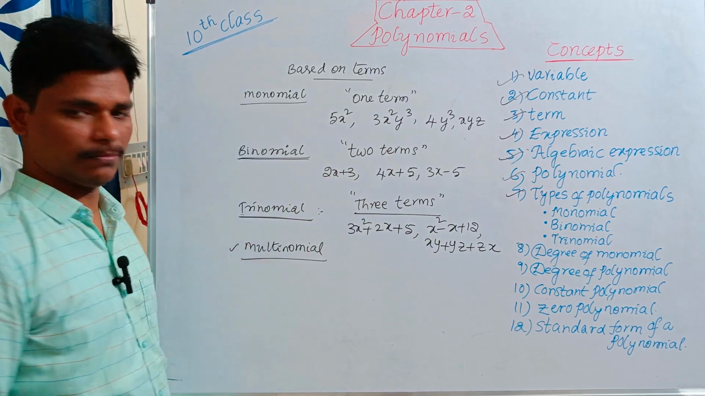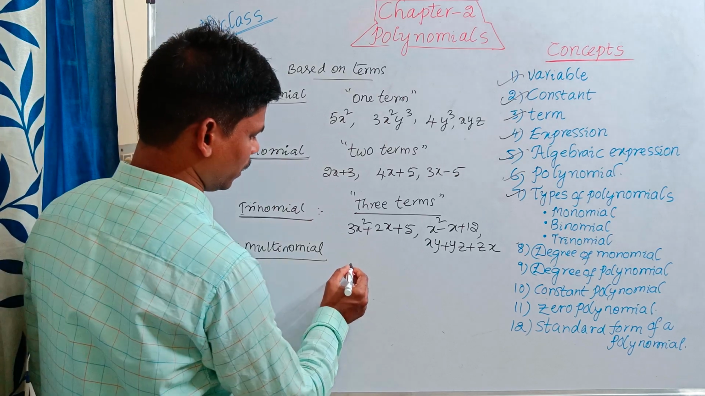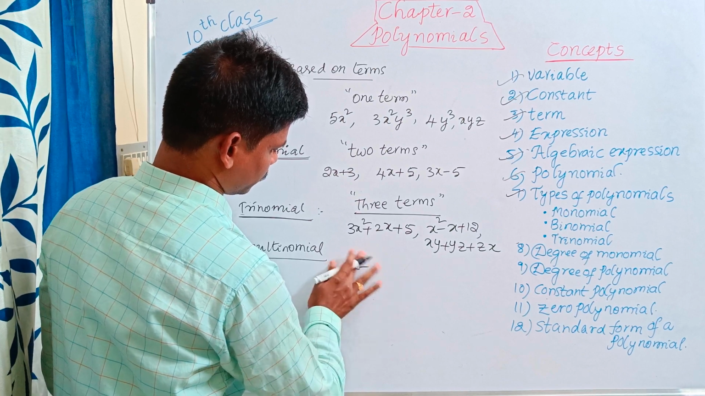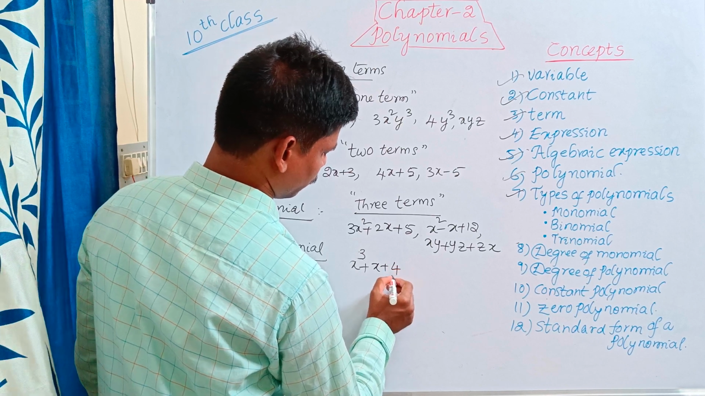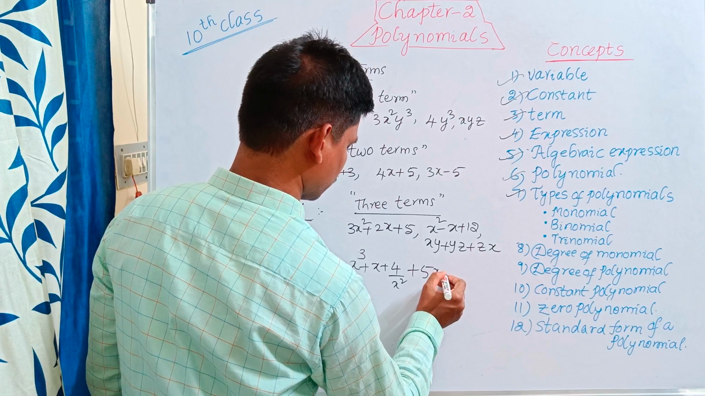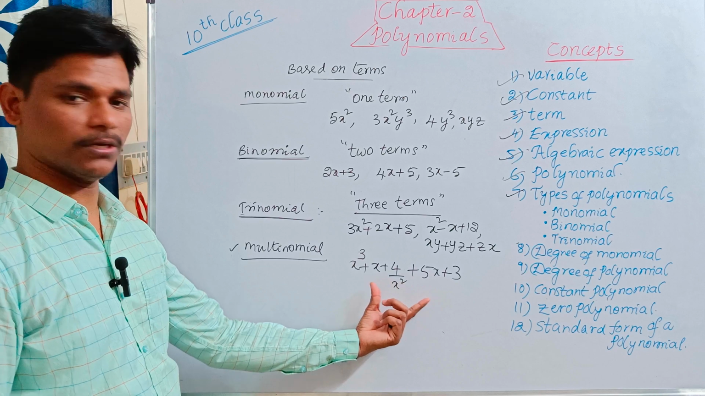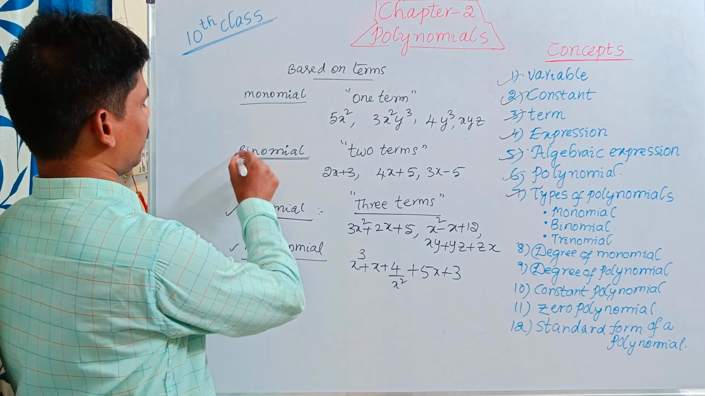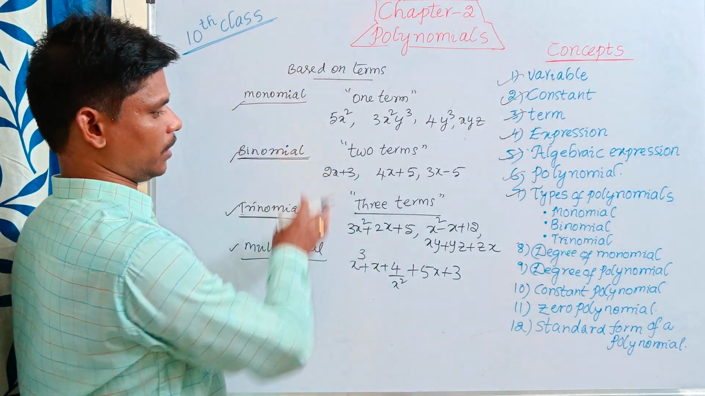Next, multinomial. The multinomial contains 3 or more terms. See here, x cube plus x plus 4, 4 by x square plus 5, 5x plus 3. 3 or more terms, this is called a multinomial. So these are the classification of the polynomials, based on the terms.